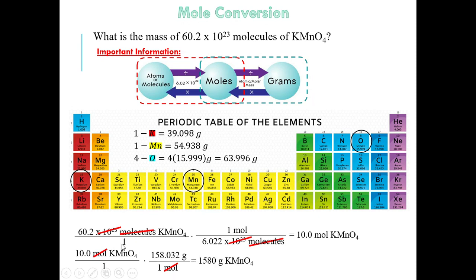And if you simplify this on your calculator, well, here you're just multiplying by 10, right? So I don't think you really need a calculator for this one. This is 158.032, and multiplying by 10 would just shift the decimal one space to the right. So that's up to you if you want to punch in your calculator. But the answer is going to be 1,580 grams of potassium permanganate.